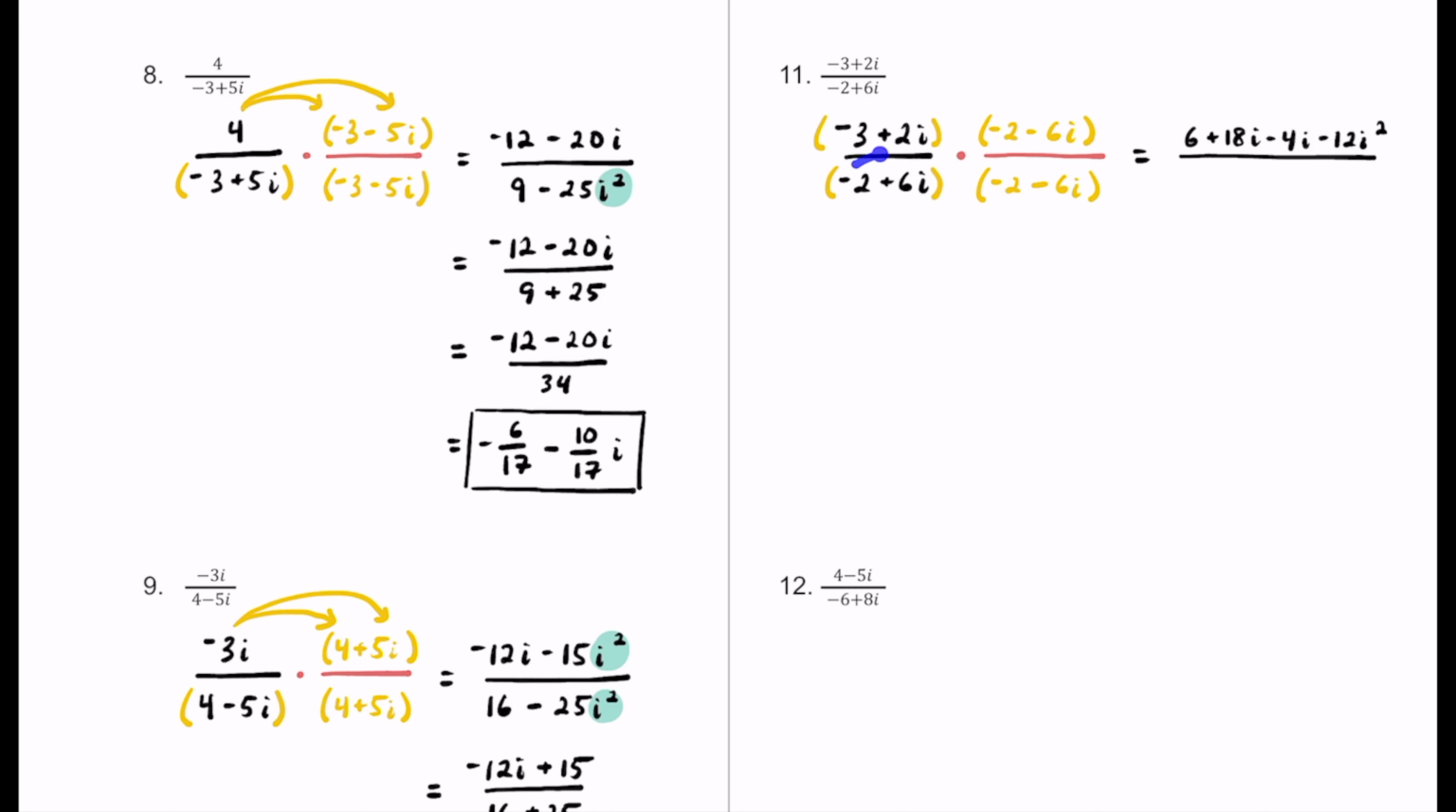For the denominator, we have negative 2 times negative 2, which is going to be positive 4. The outers and the inners are going to cancel out with each other, so don't worry about that. And then 6i times negative 6i is going to be negative 36i squared.